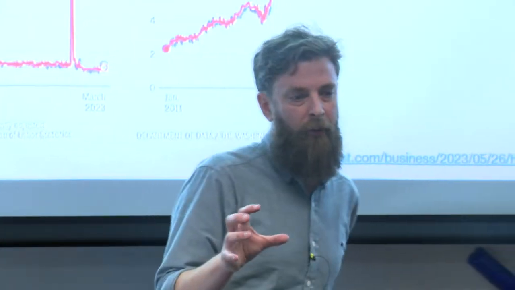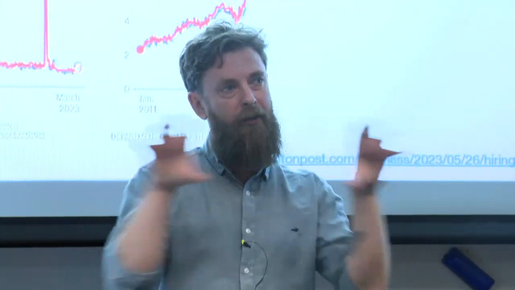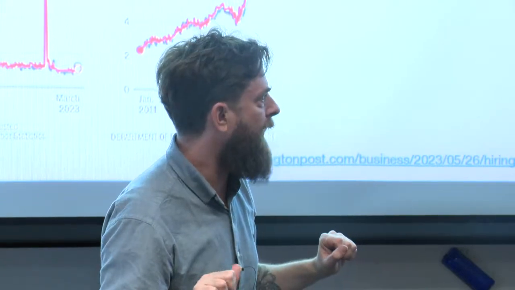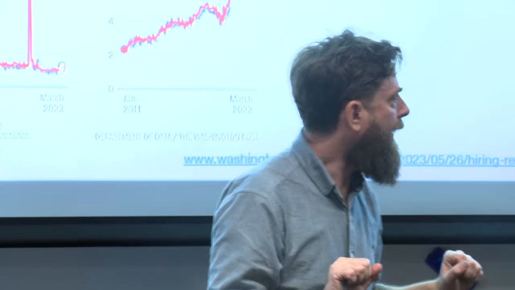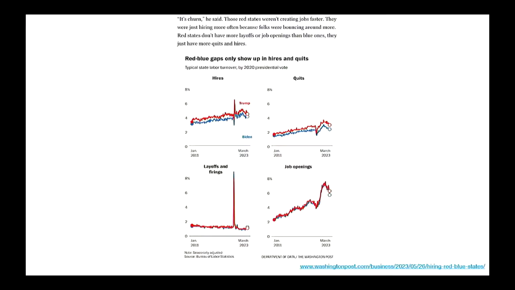But what I really liked about it was that instead of having quite a complex interactive visualization, they broke down its various components into a series of different charts. The upshot of it was really the quote at the top that the red states weren't necessarily creating the jobs faster. They were hiring more often because folks were bouncing around. So when you break it down in terms of the number of hires and the number of people quitting, in both cases you've got the red states at a higher rate. And so what's actually been represented is churn there.